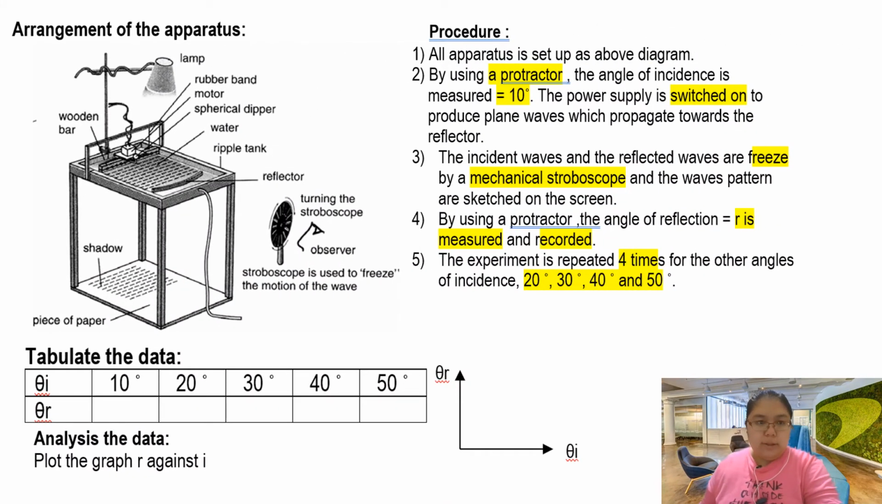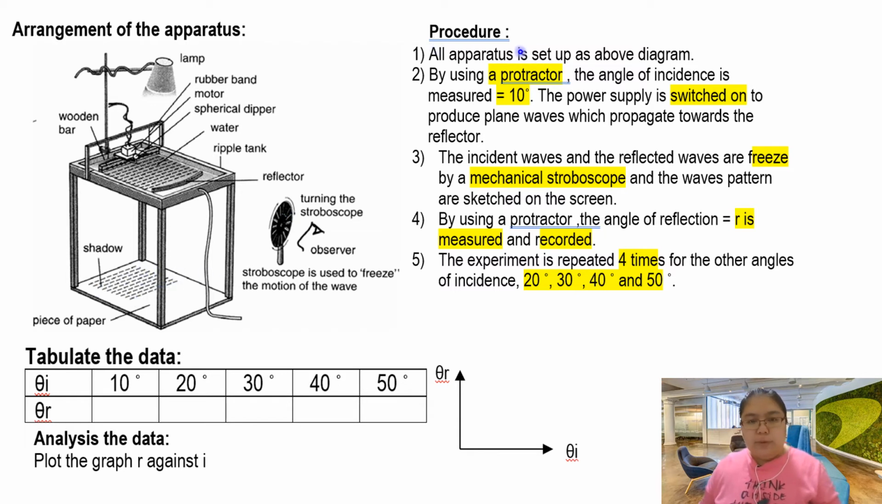Okay, let's see the arrangement of the apparatus. We can find that this one is a drawing, so make sure you draw the stroboscope. The stroboscope is important because it can freeze the wave pattern. After that, we can do the measurement.